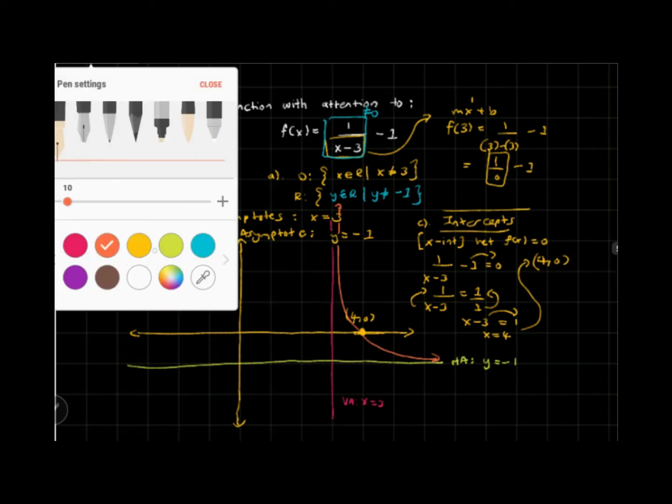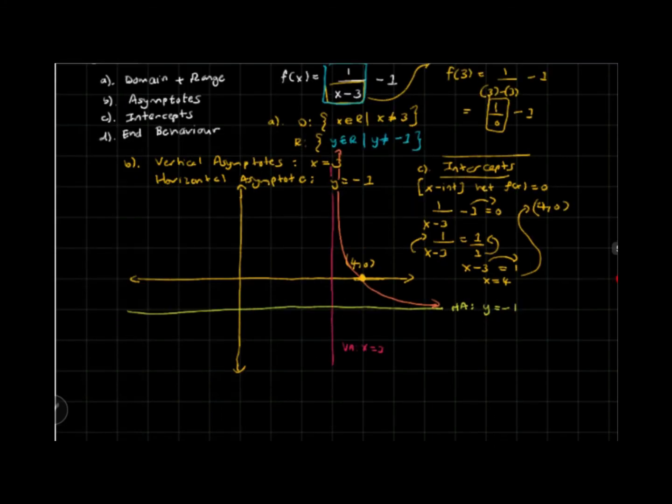Now we also want to find the y-intercept. So if I want to find my y-intercept here, I'm going to let x equal 0. If I let x equal 0, I'm going to do f of 0, which is equal to 1 over 0 minus 3, minus 1, which is basically negative 1 over 3 minus 1, which is basically negative 4 over 3, right? Because 1 is basically 3 over 3. So I have the point 0 and negative 4 over 3. That's my y-intercept. This is approximately 0 and negative 1.333.